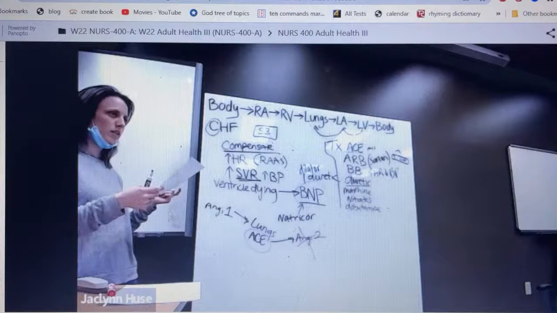Someone made this little chart when I was in school, and it was super helpful. Is it okay to erase this? You guys done?